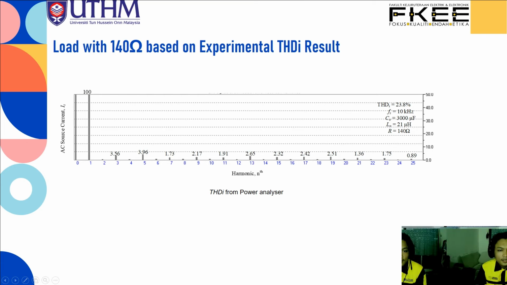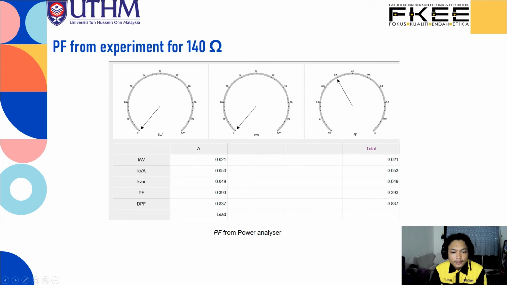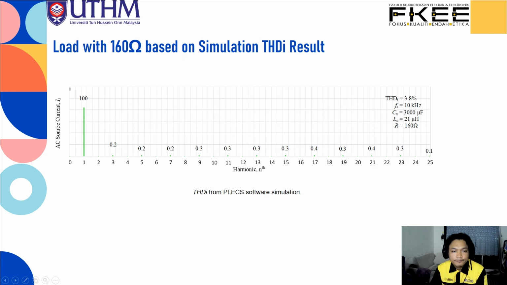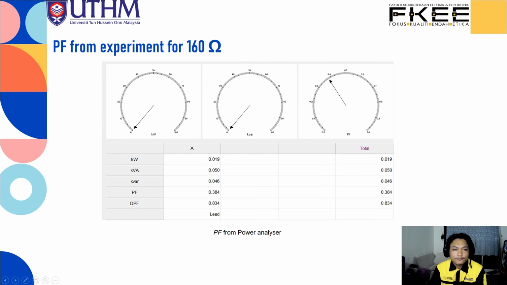4.0%. And for the load 140 ohm, from the power analyzer we got 23.8%. And for the power factor we got 0.393. For the load with 160 ohm, we got the THDI is 3.8%. For the THDI from the power analyzer, 23.5%. And finally for the power factor we got 0.384.